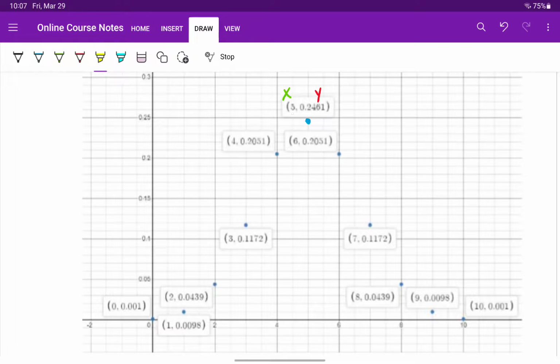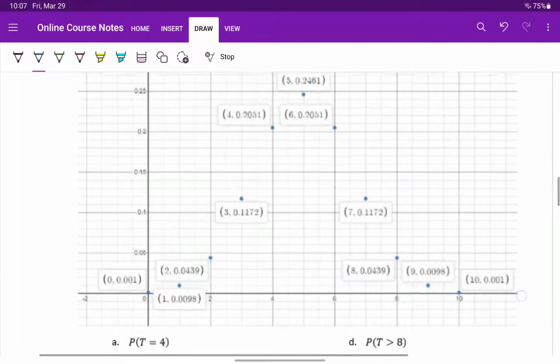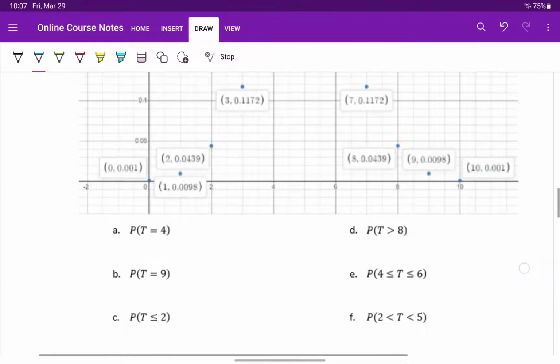The dot that I'm going to highlight here represents getting tails 5 times, and the distribution is telling us that the probability of that happening out of 10 flips is 0.2461. Using this then, we can answer some questions about probability.